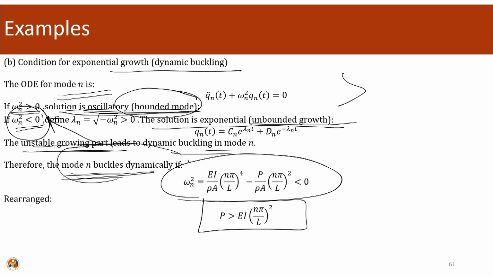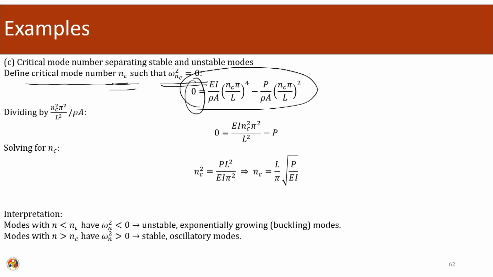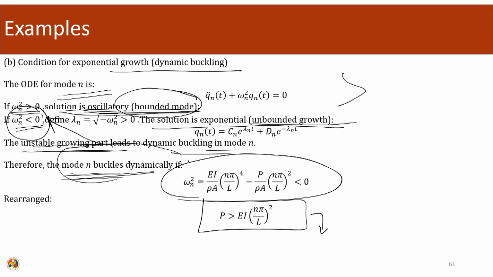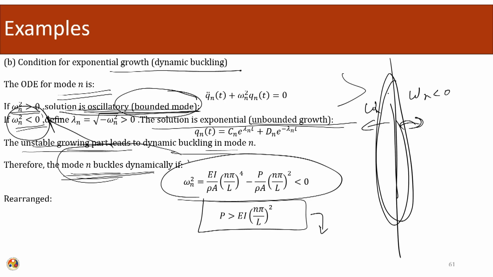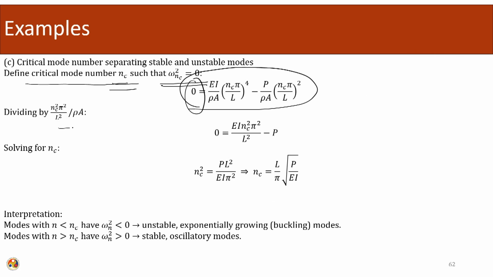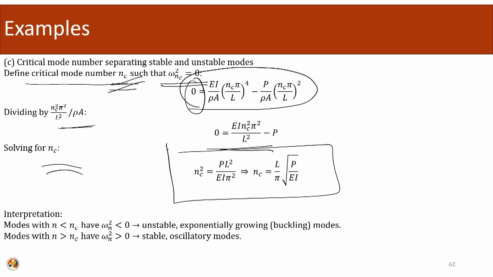So continuing from this, we are trying to establish the critical mode number that separates the stable and unstable mode. So if omega n square is greater than 0, we are in this part. If omega n square is less than 0, we are in this part. So we are trying to establish this line, omega n critical. So omega n critical will be evaluated at 0. So using some normalizing term, we calculate the parameter, critical mode number NC. So this NC is going to separate out the stable and unstable mode.